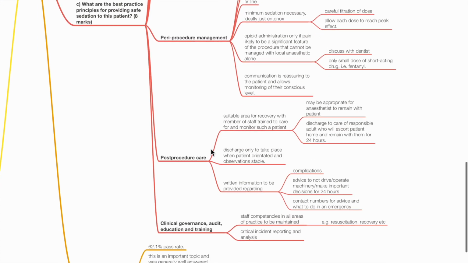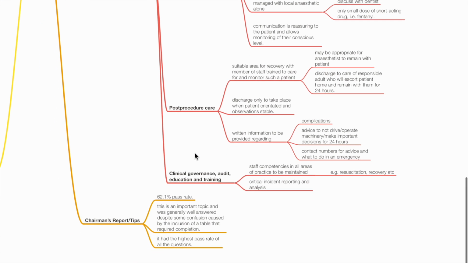Post-procedure care, suitable area for recovery with member of staff trained to care and monitor such a patient. It may be appropriate for anesthetist to remain with the patient. Discharge to care of responsible adult who will escort patient home and remain with them for 24 hours. Discharge only to take place when patient is orientated and observations are stable.